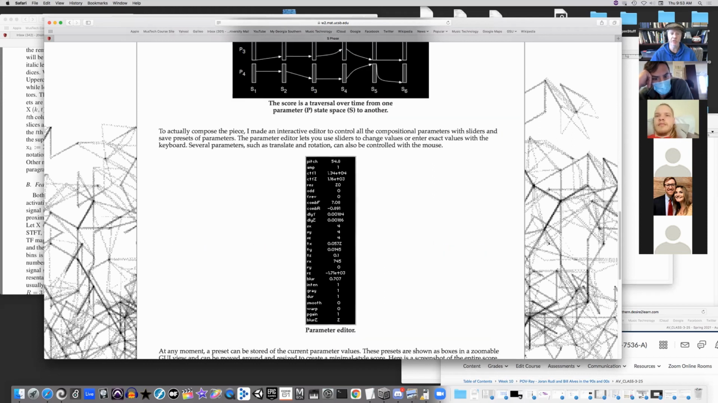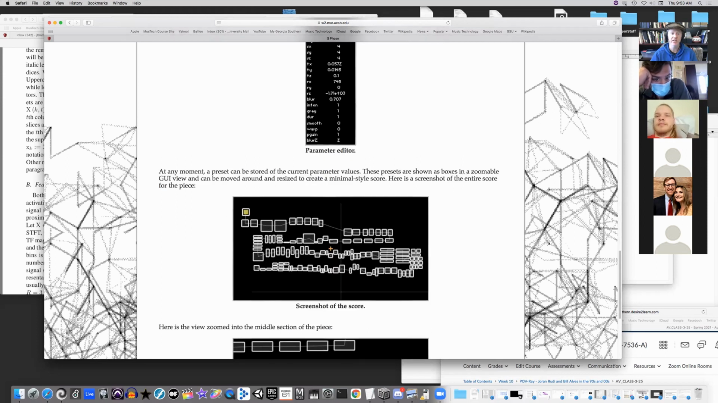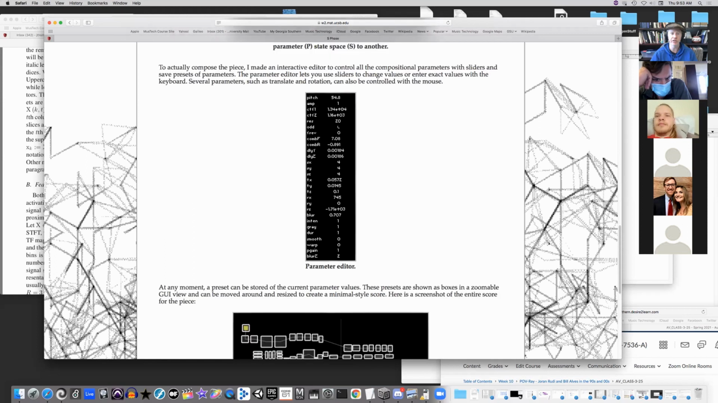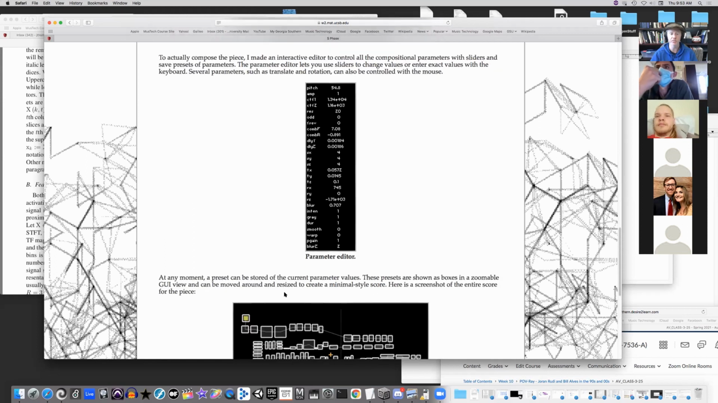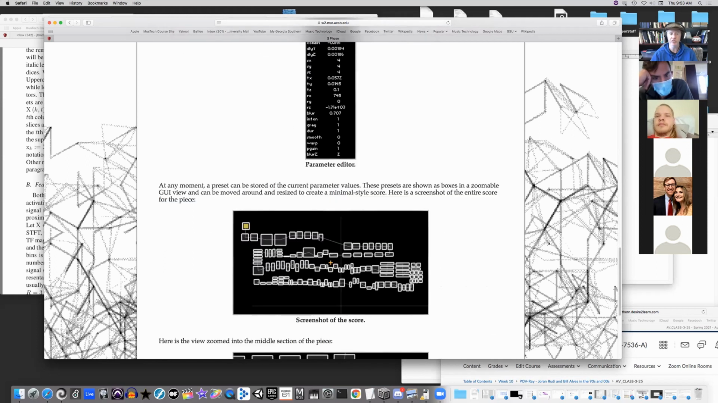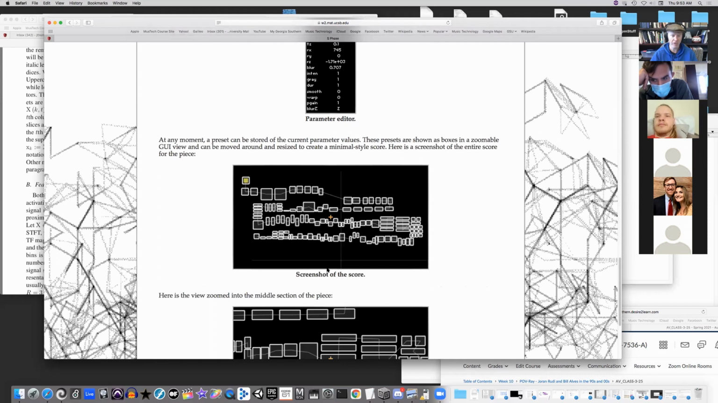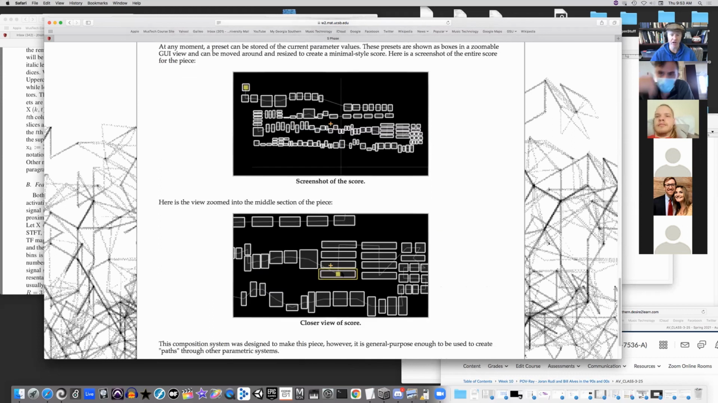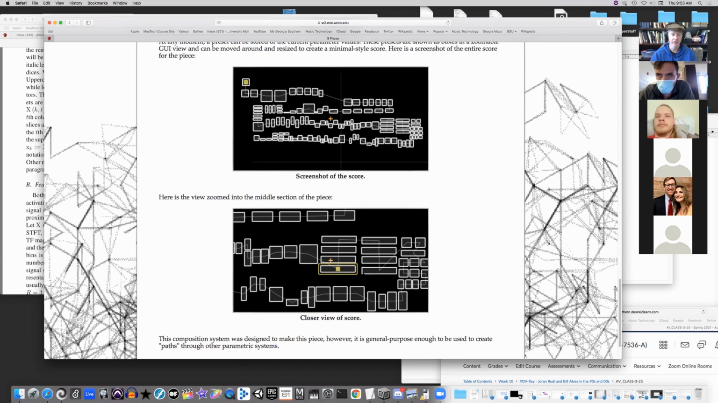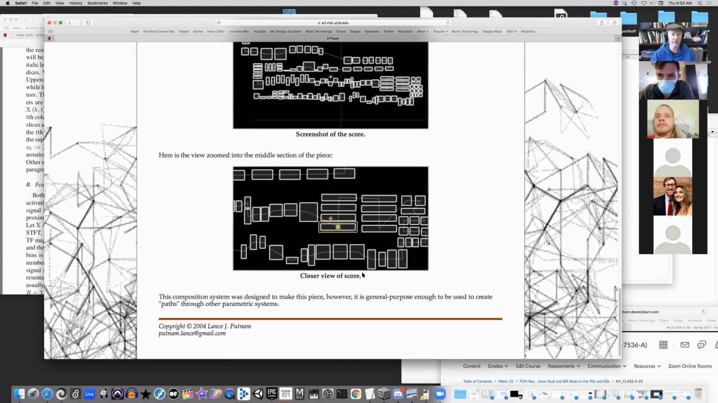And then to actually compose the piece, he had to make this interface. For each of these states that you travel through here, there are different parametric states, and he interpolates between them in various ways. So he built his own sort of score creator for such work, which I think is really interesting. And here's a zoomed-in shot, and you can see there's a little slider that he can implement. Really interesting.